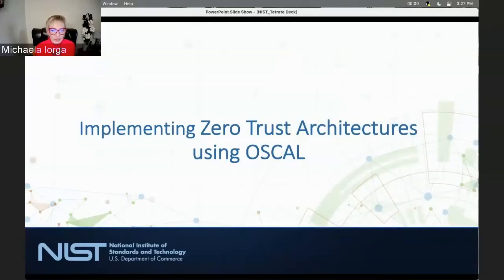So implementing zero trust architectures, we are all moving in that direction. And I promise that I'm going to demonstrate that we can use OSCAL for that. That is going to be very brief due to the time constraints that we have here. Next, please.